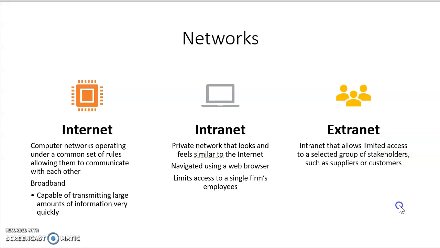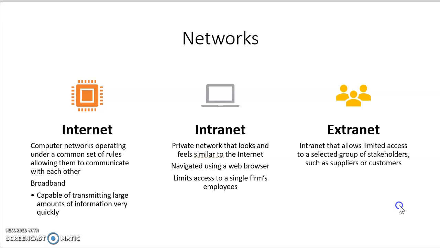We also use networks in IT management. So the internet is computer networks that operate under a common set of rules that allow us to communicate with each other. I think we've all used the internet, and there's different speeds, and there's different providers. Broadband is a huge thing. It's a huge issue, especially in rural areas. And the great thing about broadband, and why we want broadband, is because it speeds up our internet and it allows us to transmit large amounts of information very quickly.